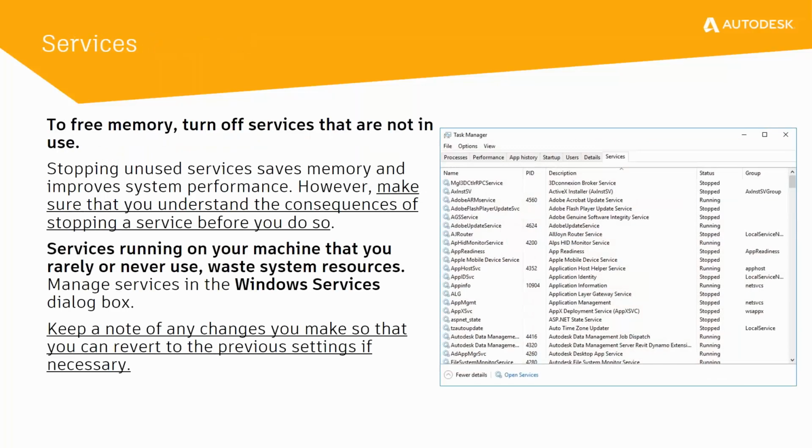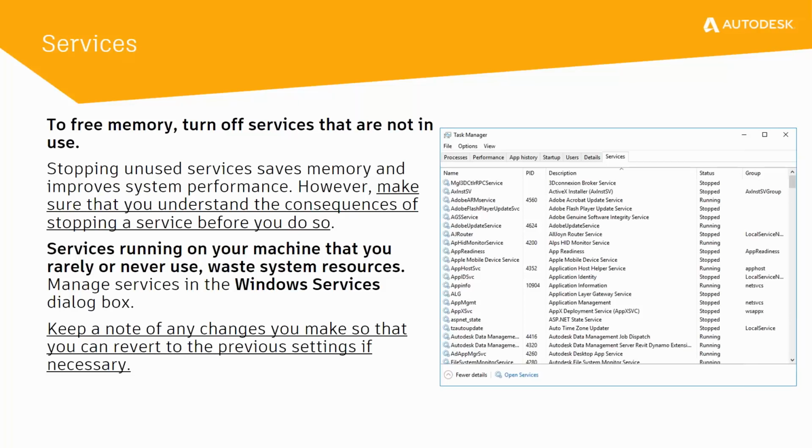Another thing you can do, and I think we talked a little bit about this type of thing in part 1, is to free up memory by turning off things like add-ins and services. You can go to your Task Manager and across to the Services icon, where you'll see a range of services. The first thing to understand when making any change to this area of your system is to make sure that you understand the consequences of stopping a service before you do so. The other thing to do is to keep notes of any changes that you make so that you can revert back to previous settings.